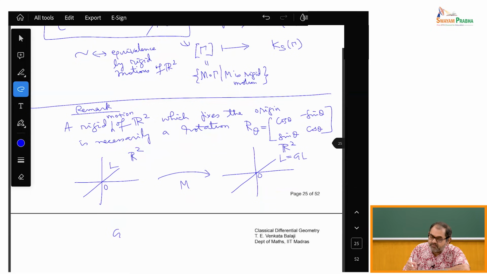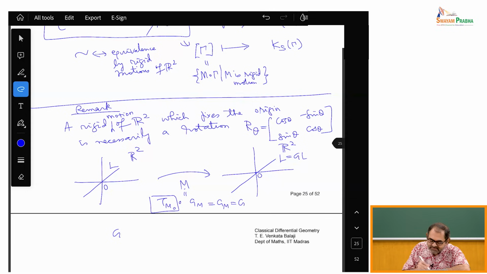The truth is that M is G, because if you break M down, it is actually translation by M0 composed with G sub M, but this M0 is 0. So this translation by 0 is identity. So this is just G sub M, which I would like to call G.